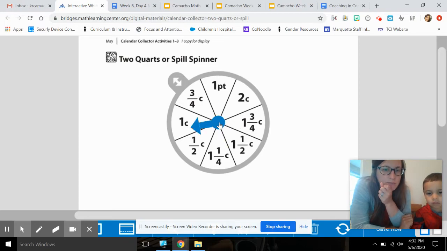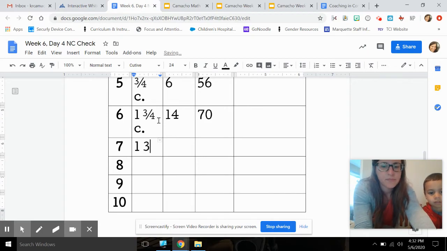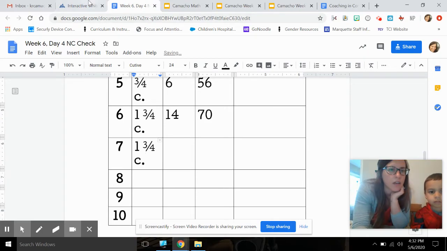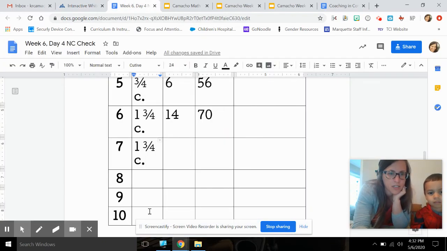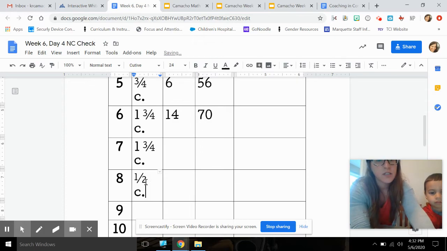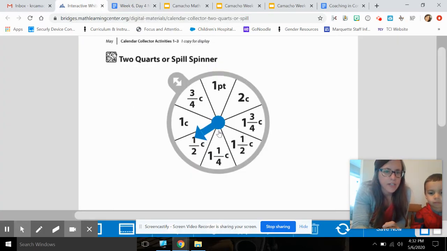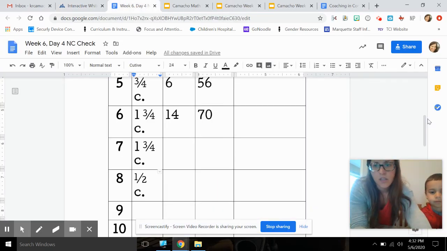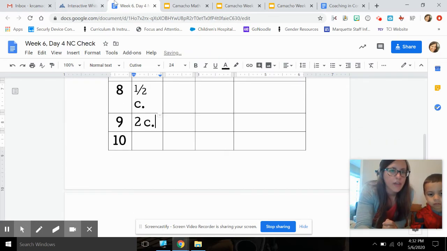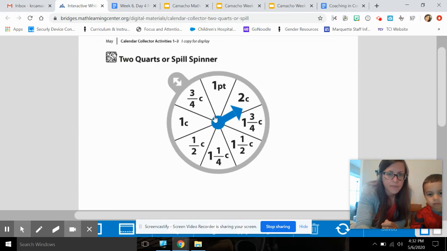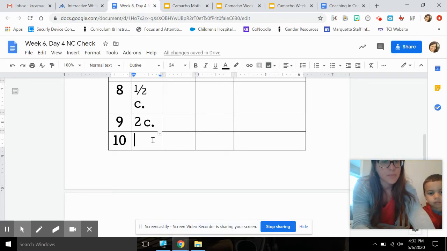So spin once. We got 1 3/4 cup again. And then we are going to spin again. Ooh, a 1/2 cup. We haven't done that one yet. And then we are going to spin again. 2 cups. We have done that one. And then one more. 1 3/4 cup.